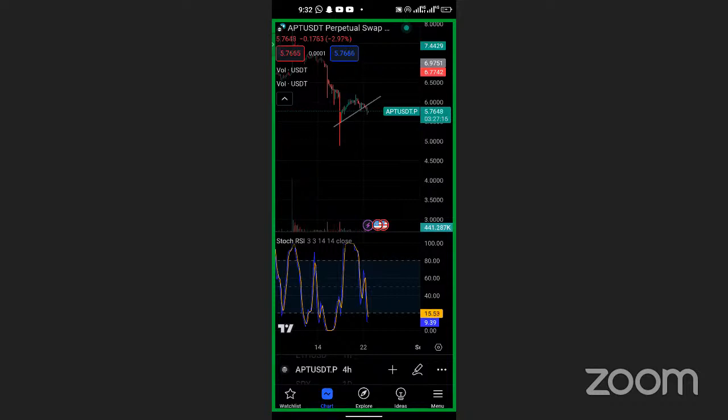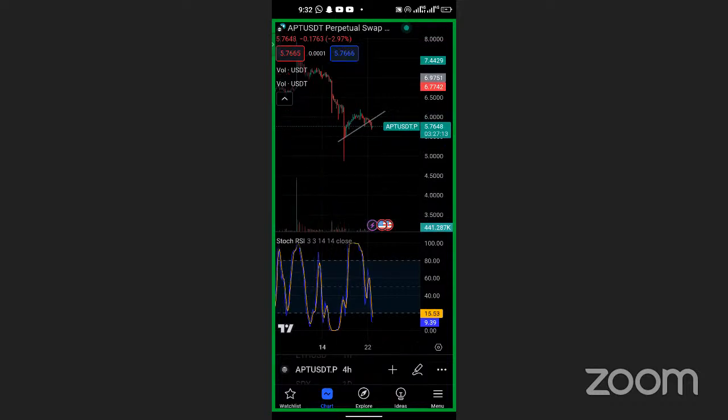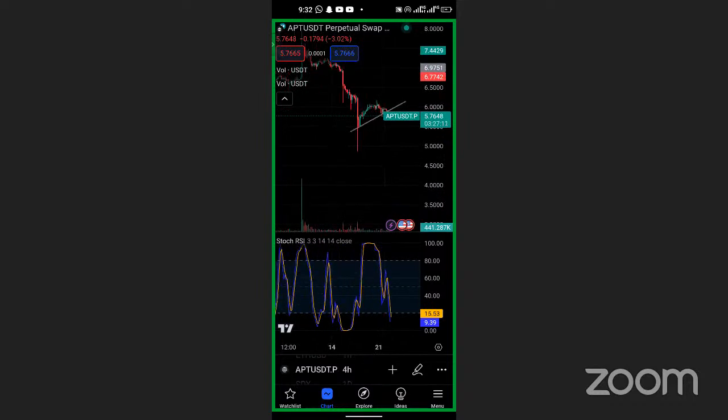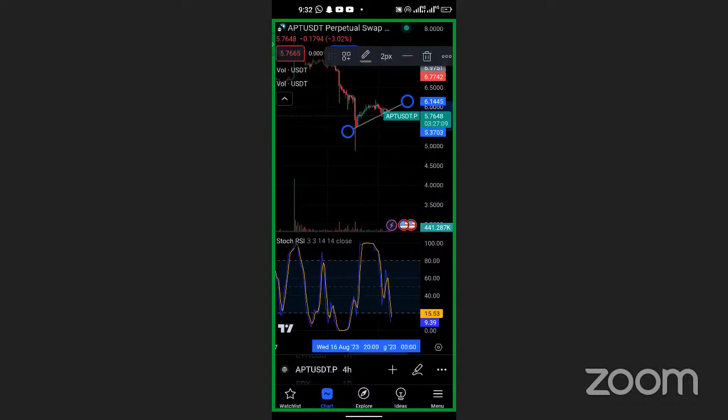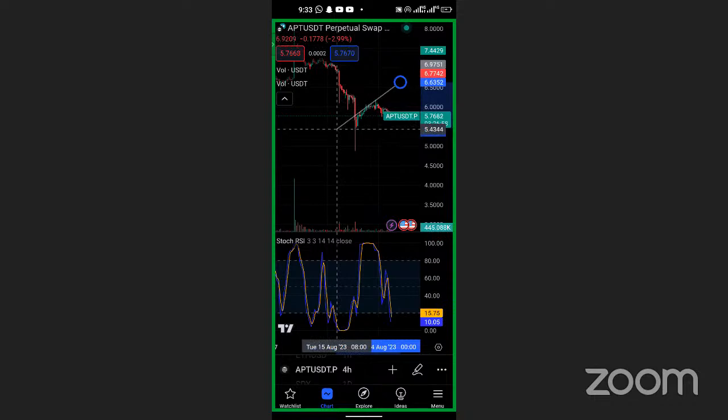Now let's go for a bullish setup. If I should take this, let me just take it and place it somewhere. Yeah, right. But I'm not getting the full touches here. Ultimately.